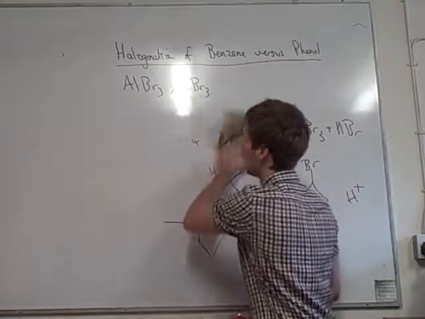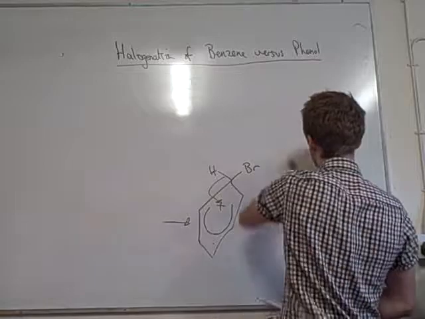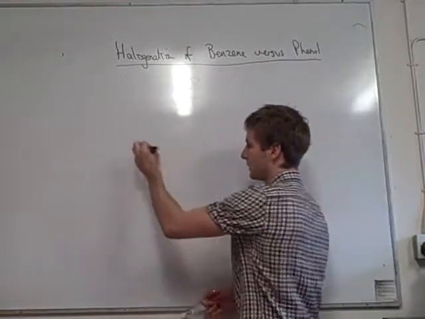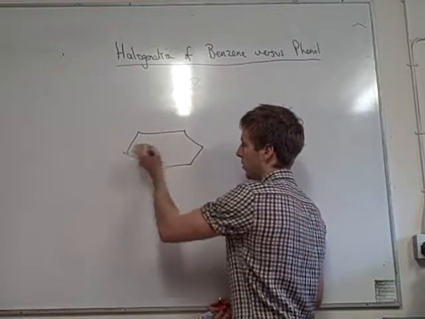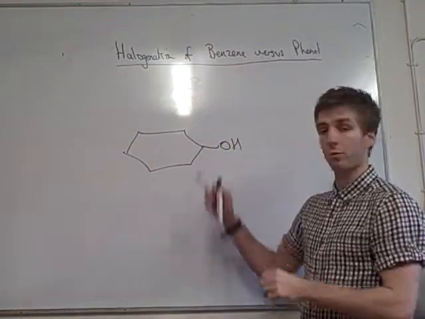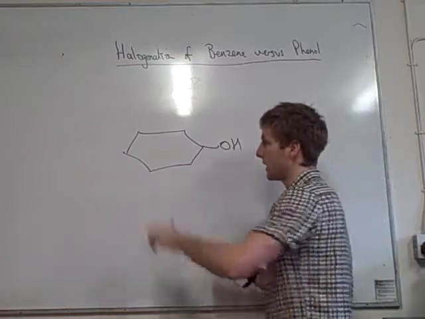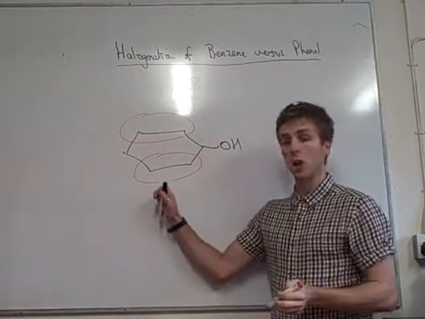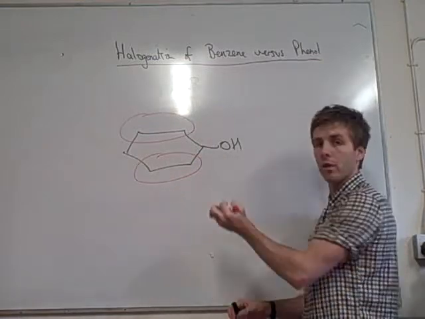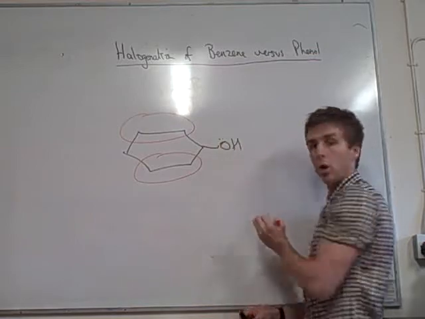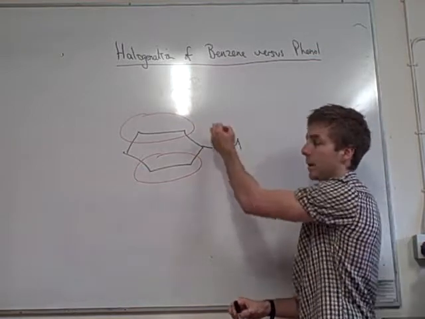Let's have a look at phenol. Okay, phenol is just a benzene ring with an OH attached, swapped for a hydrogen. So we're still going to have this delocalized ring structure with its low electron density. However, now we've got this oxygen attached. And oxygen has got lone pair of electrons in a p orbital.